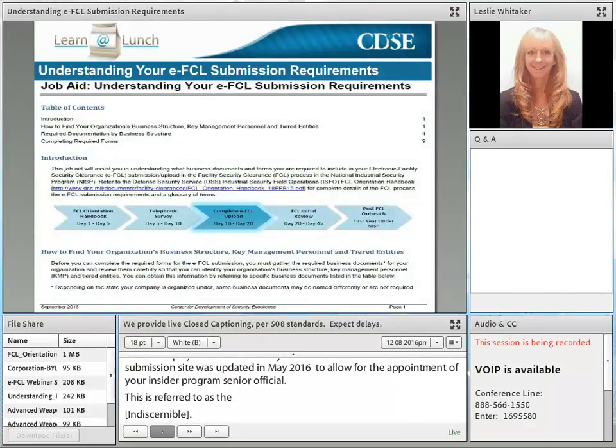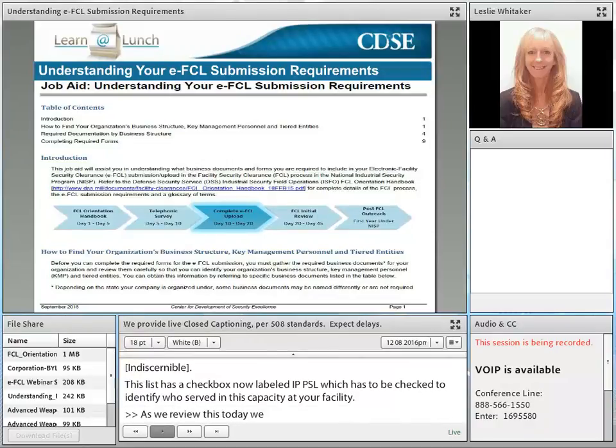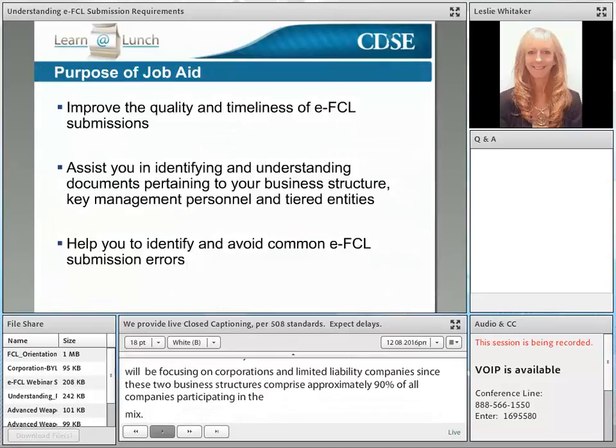As we review this job aid today, our focus will be on corporations and limited liability companies, since these two business structures comprise approximately 90% of all companies participating in the NISP. If your business structure is that of a sole proprietorship, partnership, joint venture, or university, the business documents specific to those legal entities can be found on page 2 and 3 of this job aid. Next slide, please. This job aid was released in an attempt to improve the quality and timeliness of eFCL submissions.